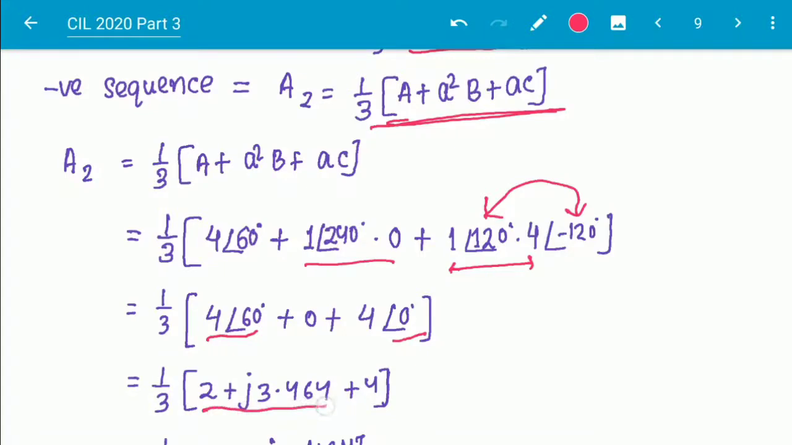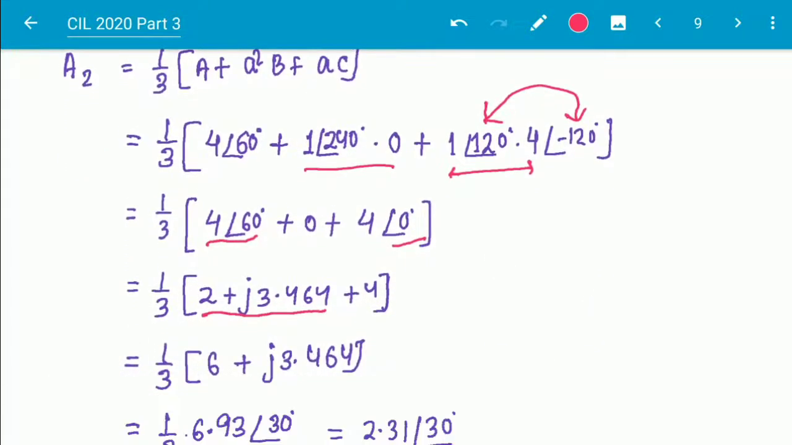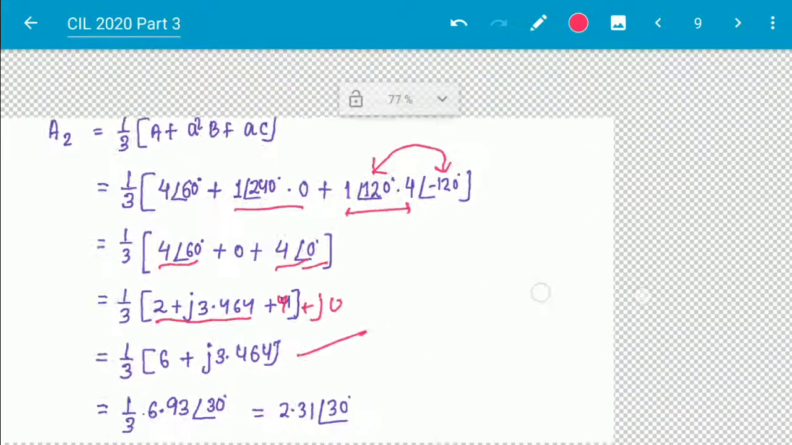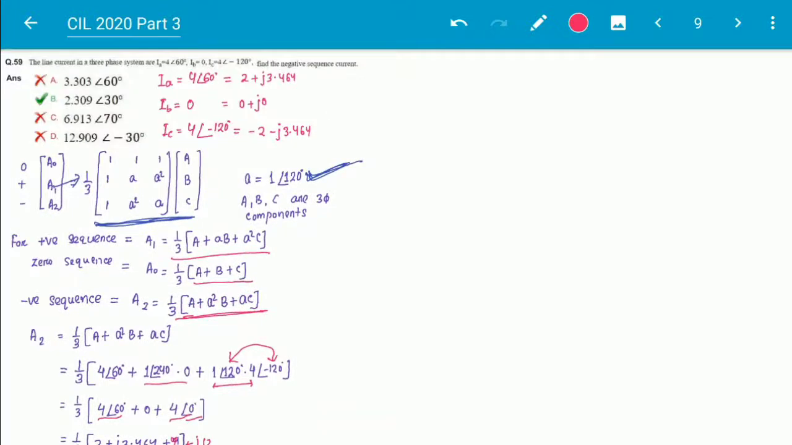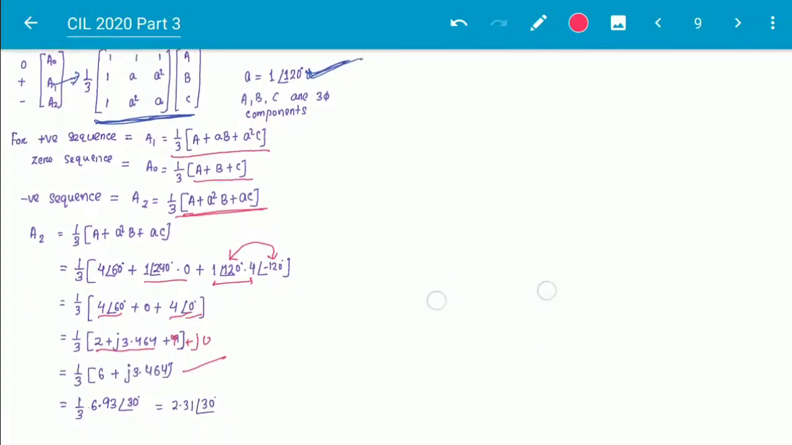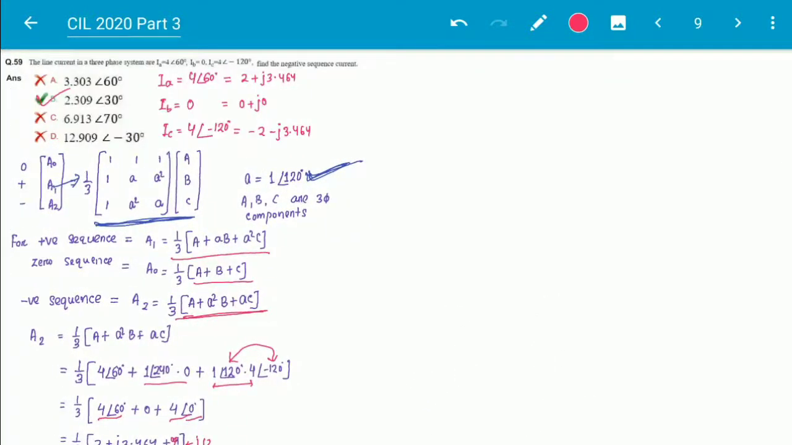In rectangular form it is coming to be 2 plus j 3.464, and this is single 4 plus j0, and this is coming to be 1 by 3 whole into 6.93 angle 30, which is 2.31 angle 30. Hence option B is the correct answer, which is 2.309 angle 30. Option number B.